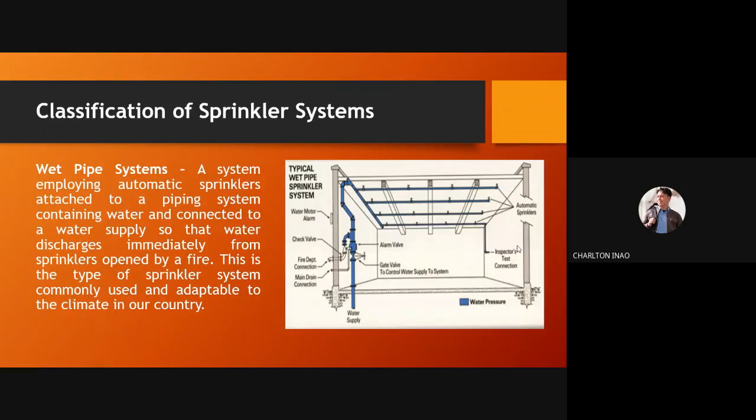So, classification of sprinkler system. First is wet pipe system, a system employing automatic sprinklers attached to a piping system containing water and connected to a water supply so that water discharges immediately from sprinklers opened by a fire. This is the type of sprinkler system commonly used and adaptable to the climate in the country. So, ito yung itsura niya.